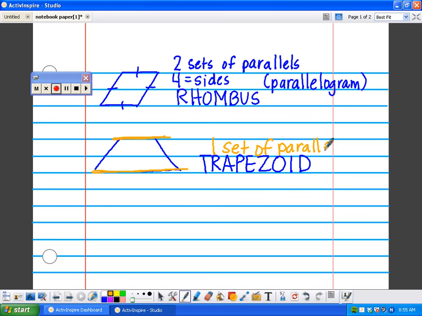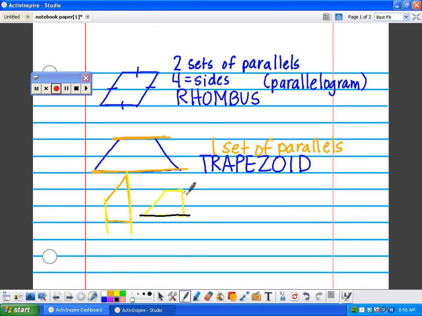Okay, I want to draw something else with only one set of parallel lines. Does that only have one set of parallel lines? Yup. So could that be called a trapezoid also? Yes. What about an octagon? Why would that not be a trapezoid? Because all of these have how many sides? 4. And how many vertices? 4. Okay, good question though. So this one only has one set of parallels, so that could be a trapezoid also.